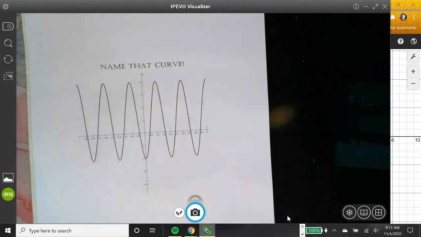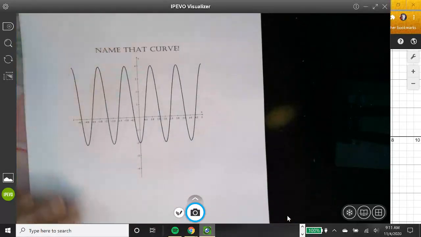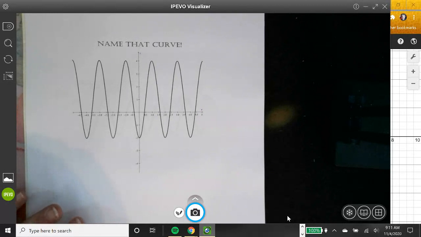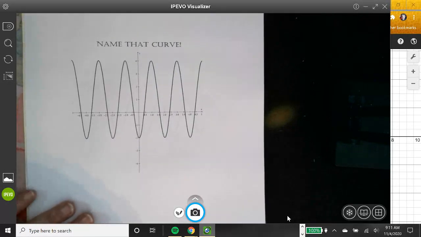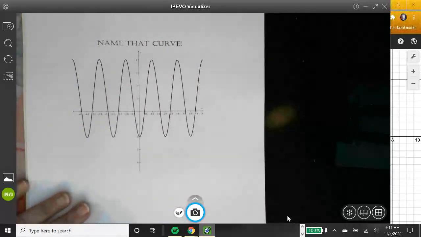All right, now what we're going to do is something I like to call name that curve, where I give you a curve that doesn't have an equation, and we're going to come up with the equation for it. I'm going to name that equation. The very first thing I like to do is figure out what the midline is, because if you know what the midline is, you at least know where D is, and if you know what D is, you can calculate the amplitude.